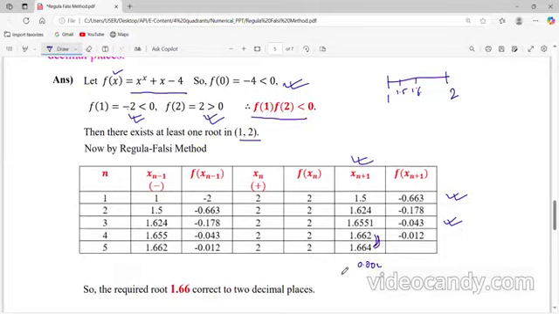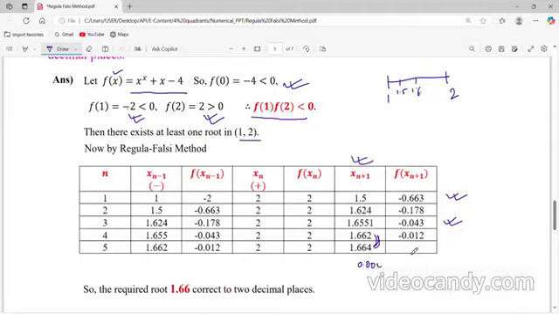What is our aim? Our aim is to find the smallest positive root, and when the difference between the previous root and the next root is very minimum, we can stop our process. Since the difference is very minimum, we can stop here. That's why we have not done this column.